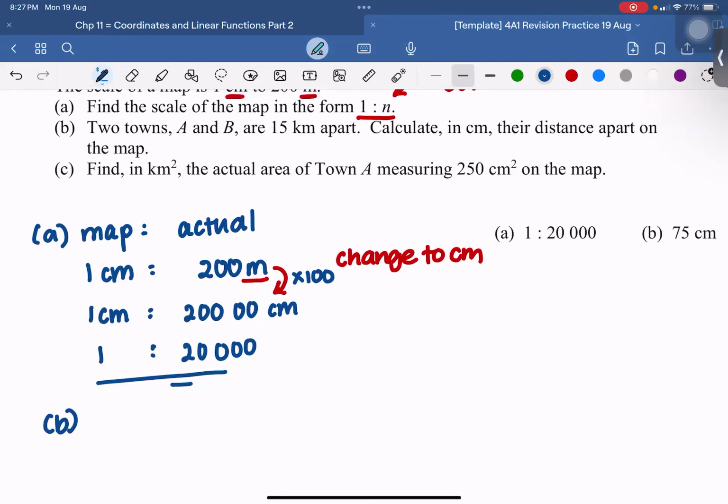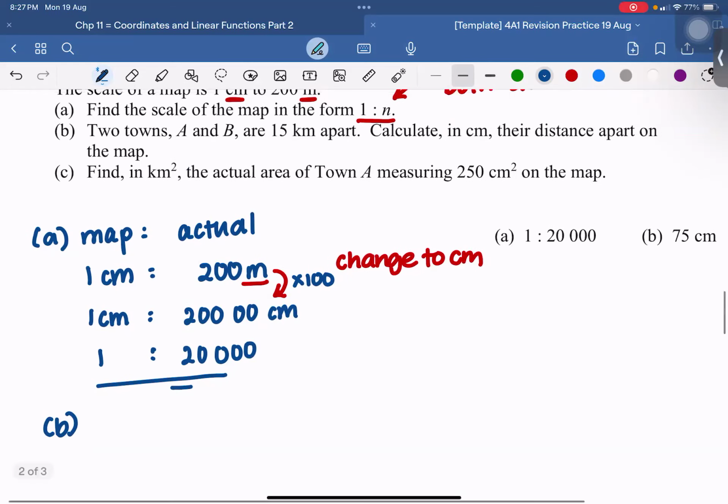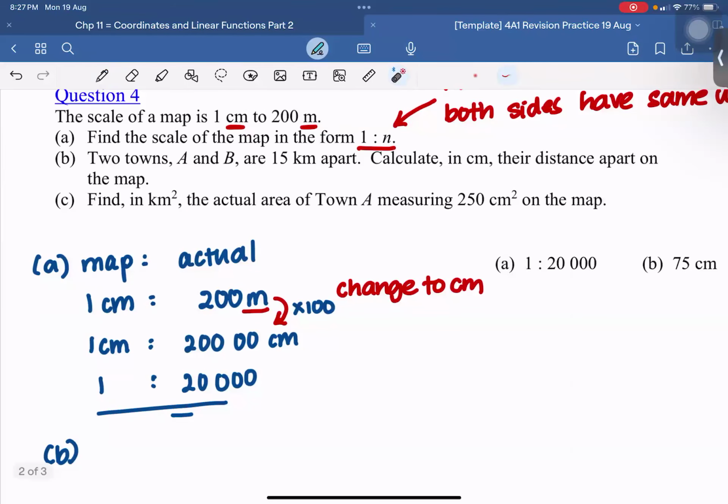Part B. The two towns A and B are 15 kilometers apart. Observe the unit. Kilometers. What is this that they want? First thing, a few things to decide. Kilometer. Is it going to be the map or is it going to be the actual? Map. It's still map again. Read the unit. Actual.